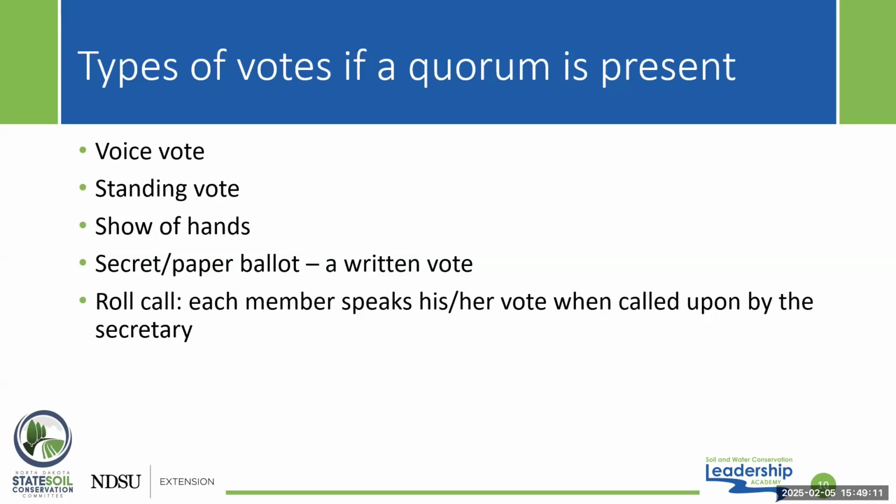So there are different types of votes if a quorum is present. So there's the typical voice vote. That is something we see all the time. A standing vote and a show of hands. Sometimes that happens in a larger group when you don't know if a majority has agreed or not. And then you'll count the hands or count how many people are standing. A secret or paper ballot or written vote. Sometimes that is nice for nominations. Or a roll call, which is basically where you go around the room and each person says their vote.